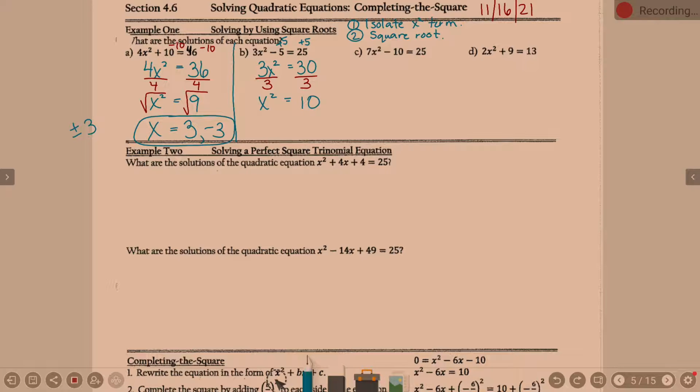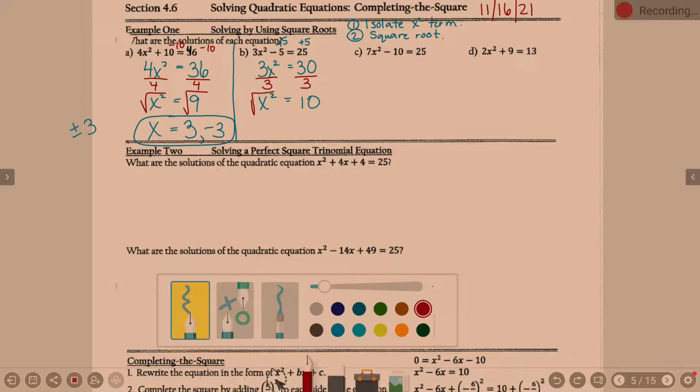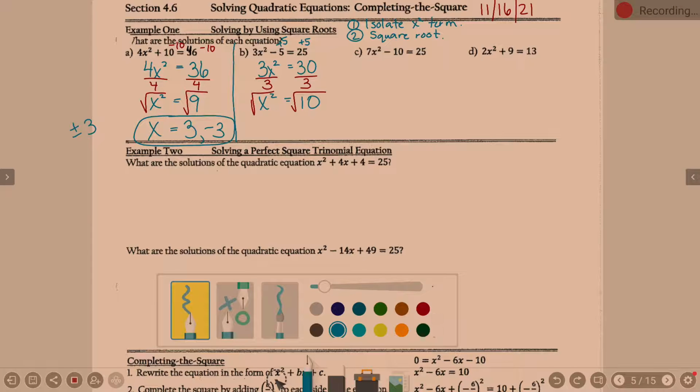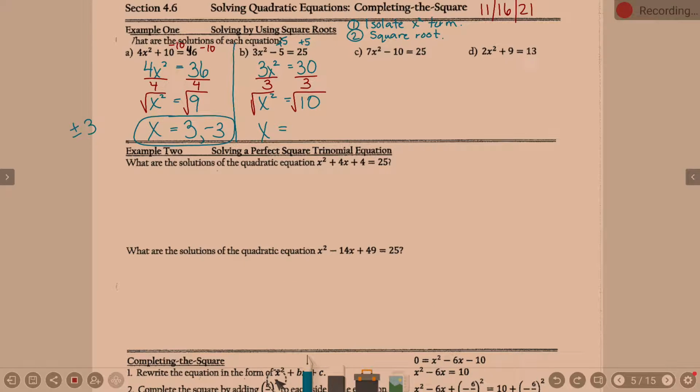Once you get x squared by itself, you square root it. Our next step is to square root. If we're square rooting x squared, we also have to square root 10. The square root of x squared is x. What's the square root of 10? 3.16. Okay. What is the exact square root of 10? 3.16227766. That's an approximate, not exact. The exact value is the square root of 10.